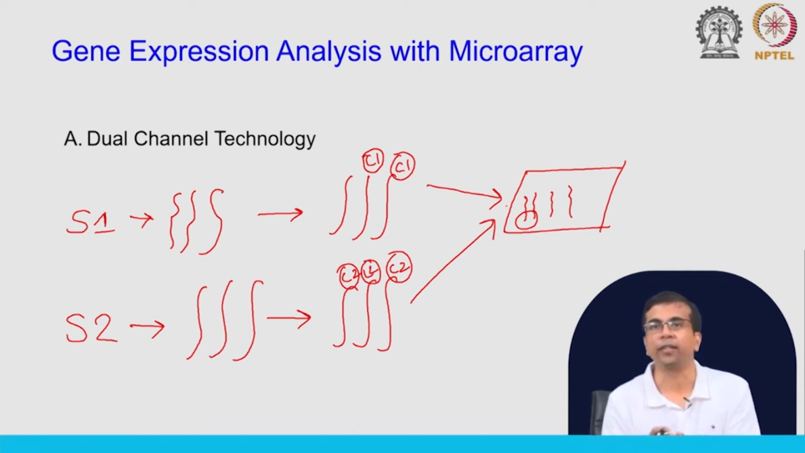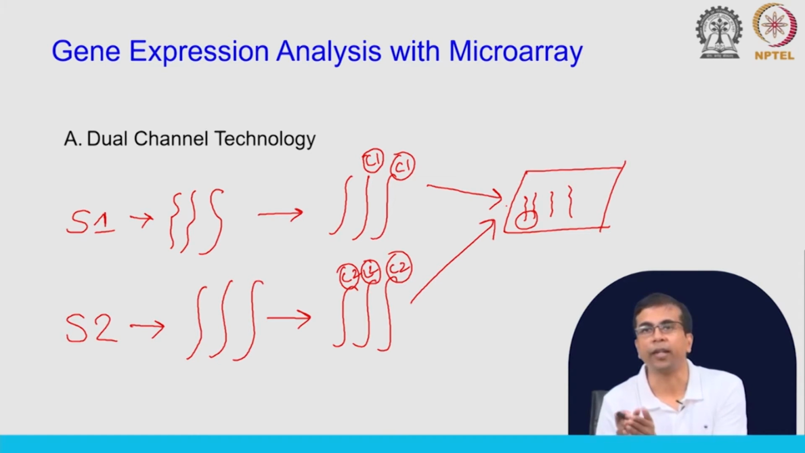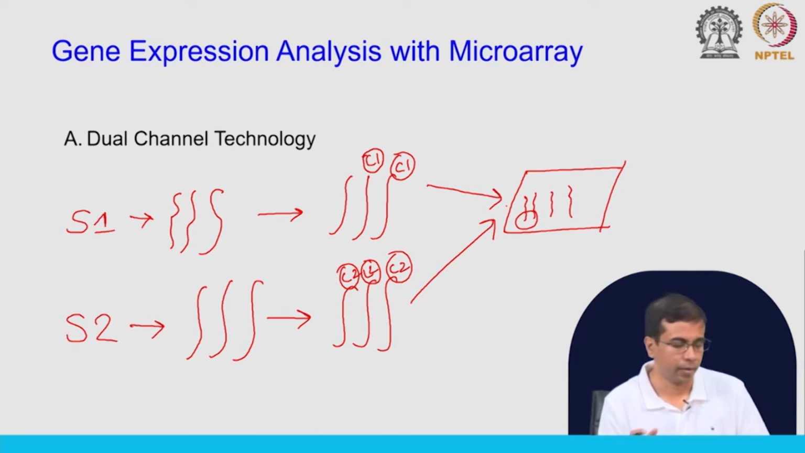You can imagine, if you have red green colors, and one sample is dominating, you have red color. If you have S2 dominating, you will get green color, but if the expression is balanced between these two samples, then you will get yellow color.